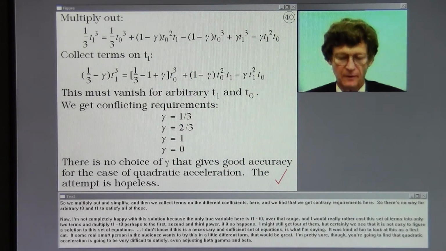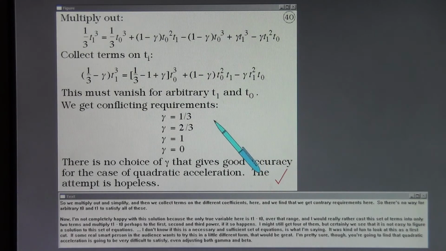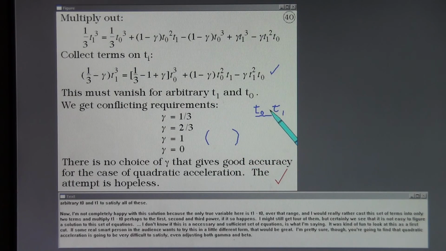So we multiply out and simplify, and then we collect terms on the different coefficients here, and we find that we get contrary requirements here. So there's no way for arbitrary t0 and t1 to satisfy all of these. Now, I'm not completely happy with this solution because the only true variable here is t1 minus t0 over that range, and I would really rather cast this set of terms into only two terms that multiply t1 minus t0 perhaps to the first, second, and third power if it so happens.